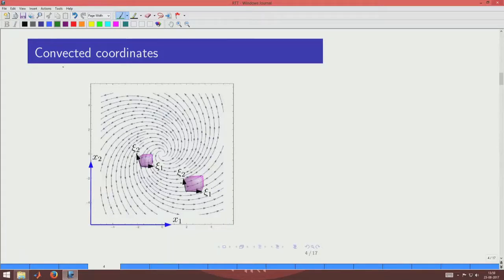So, convected coordinates are basically these, okay, and what are these? These are basically the spatial coordinate systems. And there is a translation between these two that is possible as a transformation of variables.